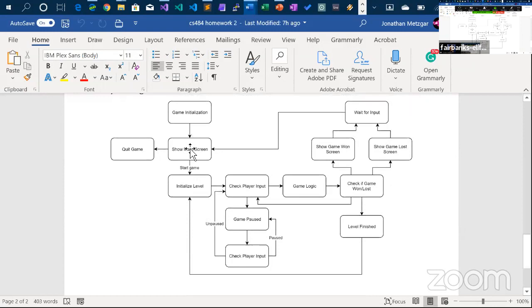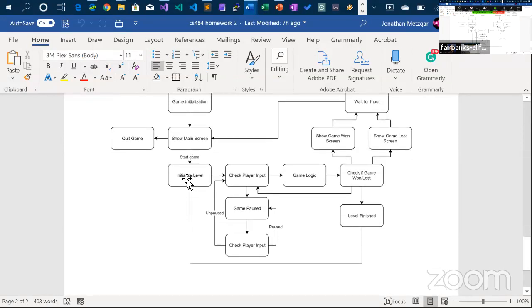And the first thing, you show the main screen, and then from there you can either quit the game or start the game, and then you would initialize the level, and then you go into a loop here. So checking player input, doing any game logic, checking if the game's been won or lost. If not, you just keep looping there.